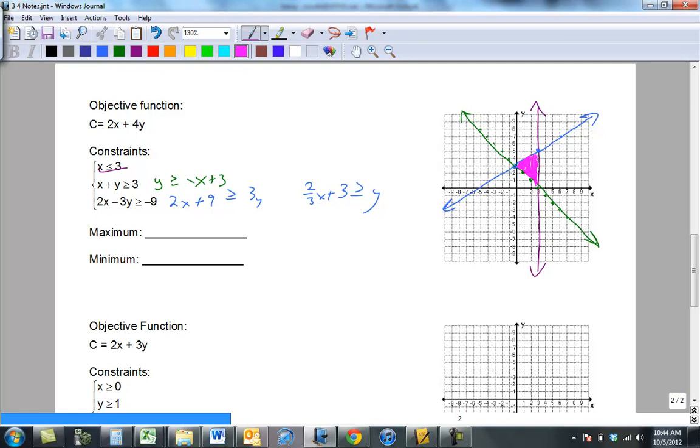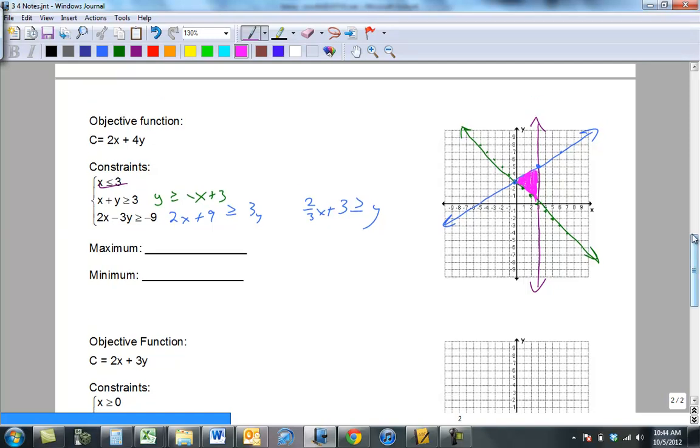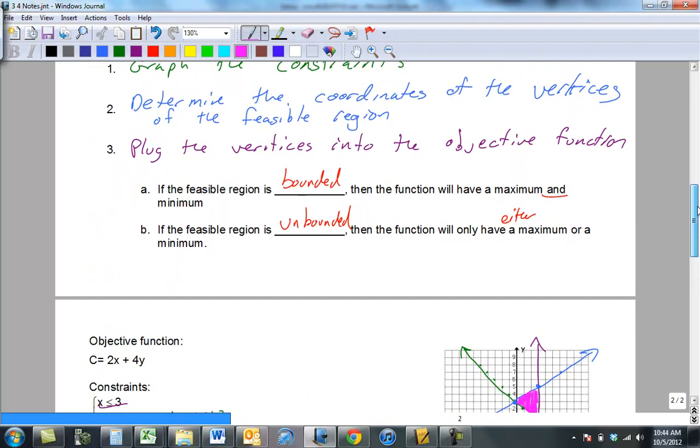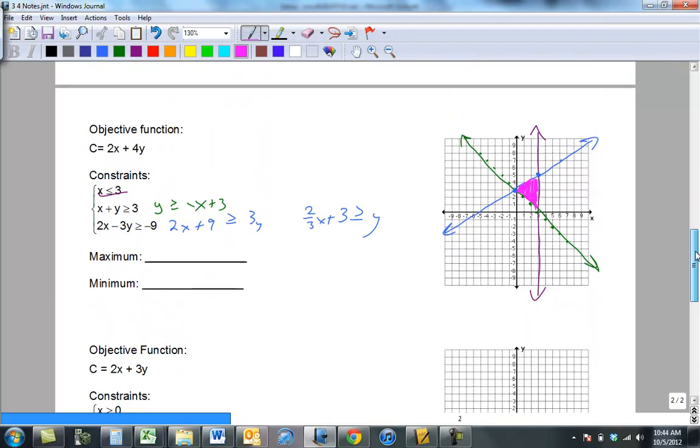So your shaded area should be this triangle-looking thing right here. Your triangle is the feasible region. That is the shaded area, the feasible region. All right, so step one is done. We did graph the constraints. Now we need to determine the coordinates of the vertices of the feasible region.